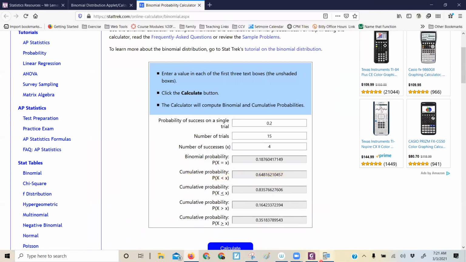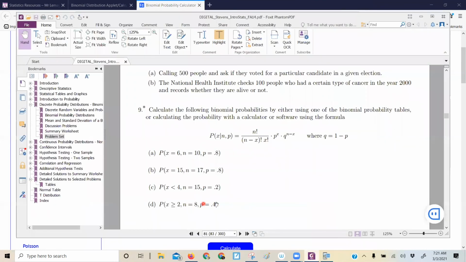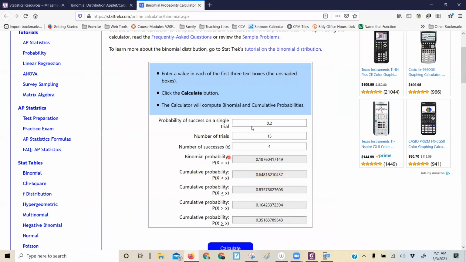Let's do this last problem here since I'm doing this. So 2 or more. So we do n is 8, p is 0.4, and we have 2 or more. So come back to that calculator. So 0.4 is the probability. You got to make sure you type the right numbers in the right spaces too. 8 trials, 2, let it calculate it. And 2 or more includes 2. So we're looking at this last one. So that would be the probability of 2 or more.